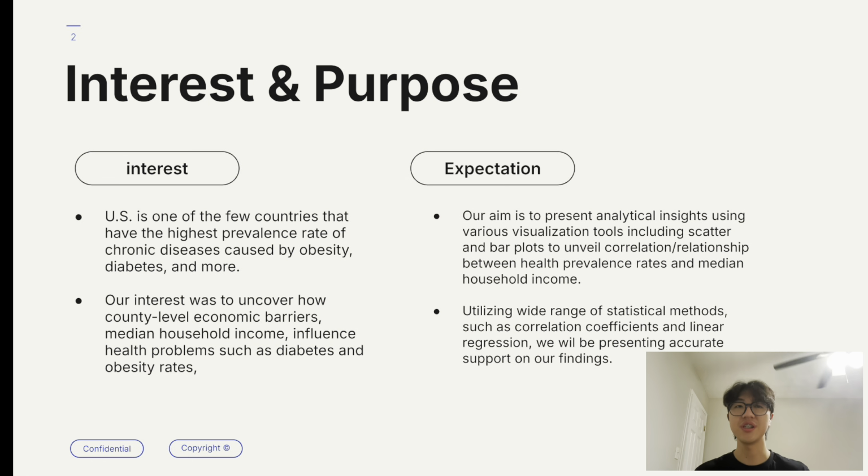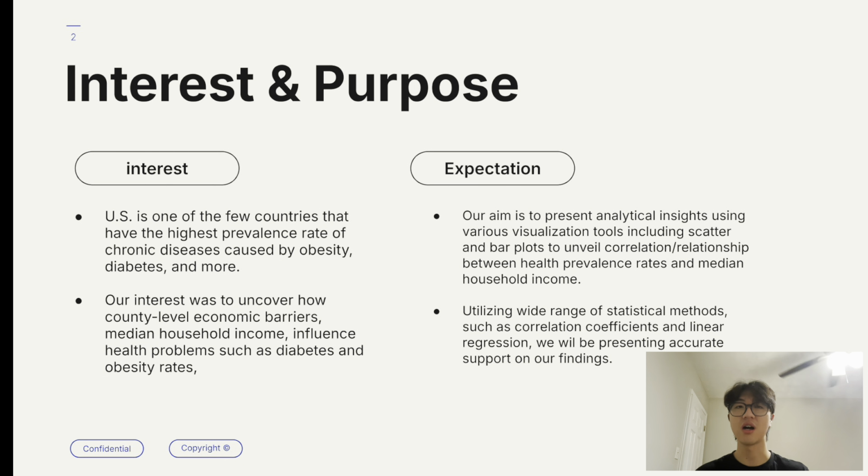Specifically, we wanted to see if income levels are associated with chronic health conditions such as obesity and diabetes, as well as overall life expectancy. Throughout this presentation, we will walk through our motivation, the data we collected, the analysis we performed, and the conclusion we've reached.